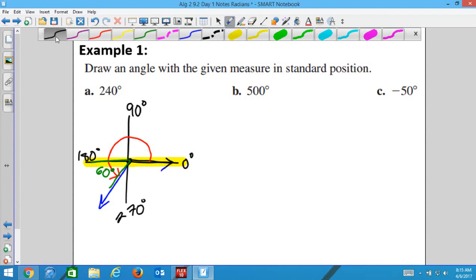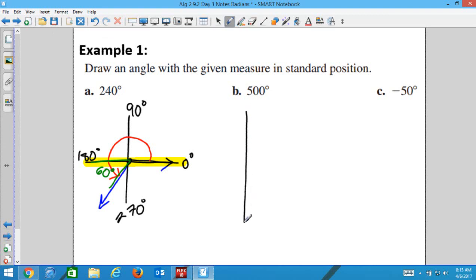Question? So we're going to start and we're going to label our axes: 0, 90, 180, and 270 degrees.